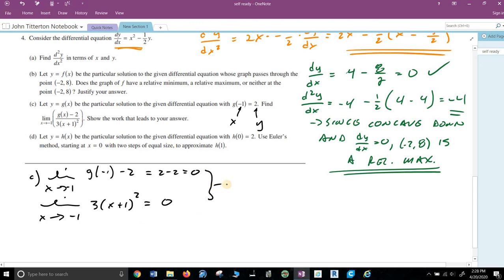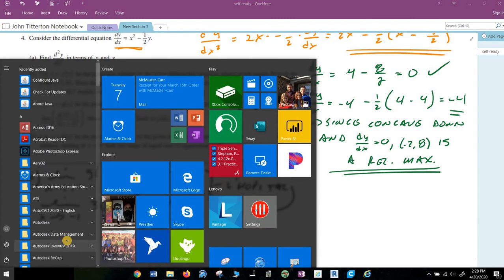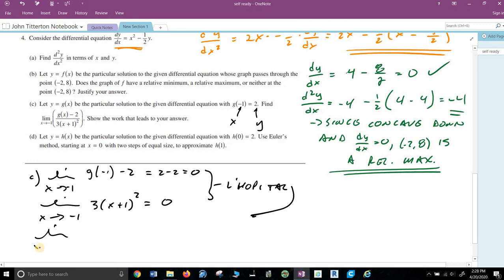So L'Hopital, we go again. We get limit as x approaches negative 1 of g prime of x at x equals negative 1, which is dy dx. When x equals -1, y equals 2. We plug it into the derivative and we get 2 squared is 4 minus, try again, -1 squared is 1, minus 2 over 2 is 0.